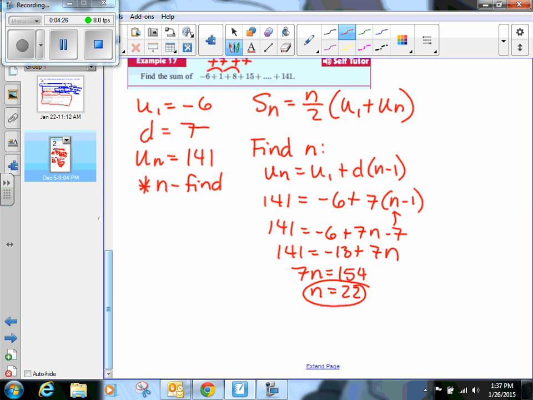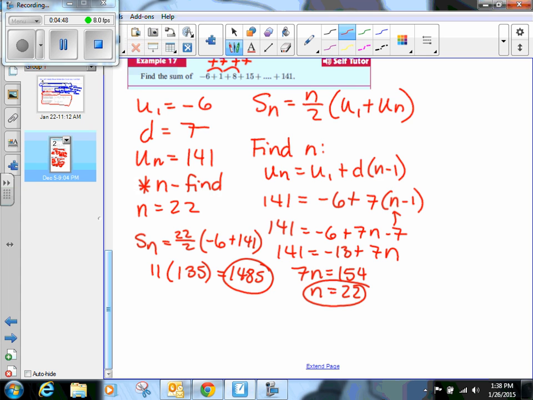Now we have enough information to use the formula. I'm going to say my S sub n equals 22 over 2 times negative 6 plus 141. So then I have 11 times 135, which is 1,485. And that's arithmetic series. You'll do a practice on this, and then we'll get to geometric series next class. Thank you.